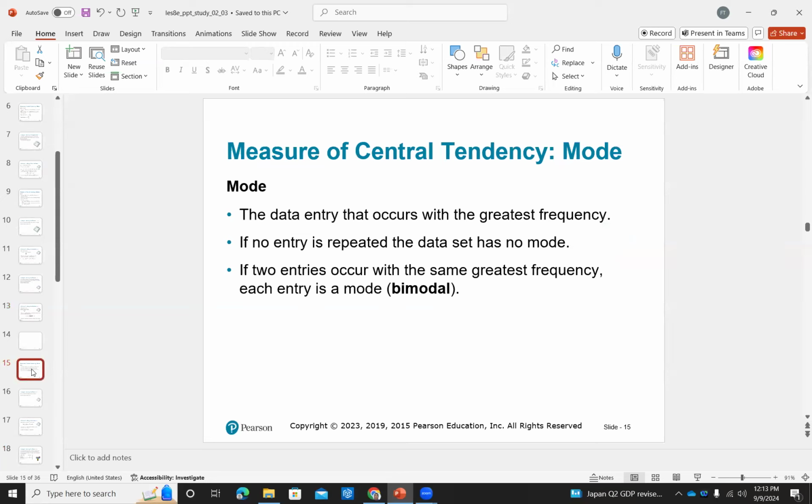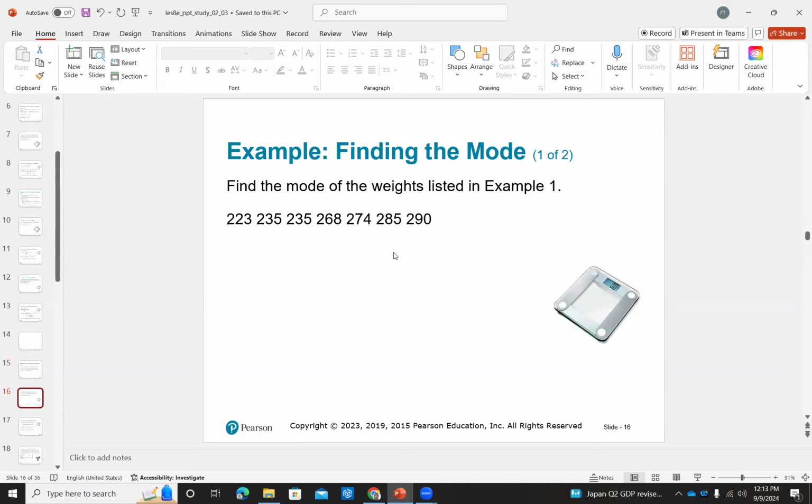Now, the next thing we're going to look at is called mode. Mode is the data entry that occurs with the greatest frequency. If no entry is repeated, the data set has no mode. If two entries occur with the same greatest frequency, each entry is a mode, bimodal. So it is possible that you might have more than one mode in a data set. So we're going to find the mode for this example.